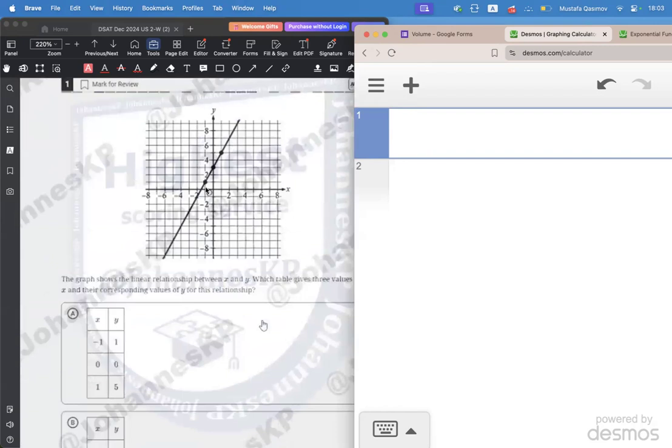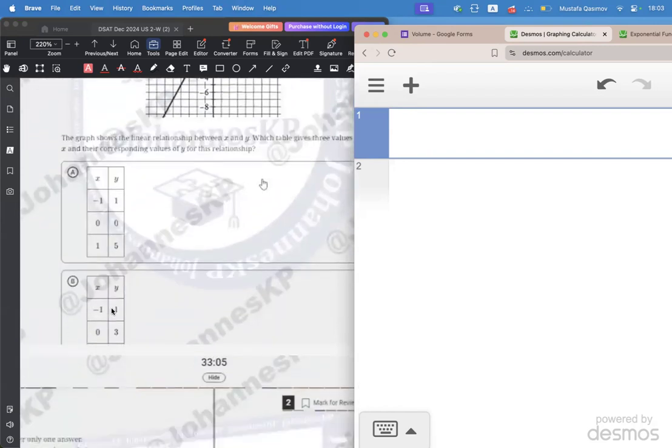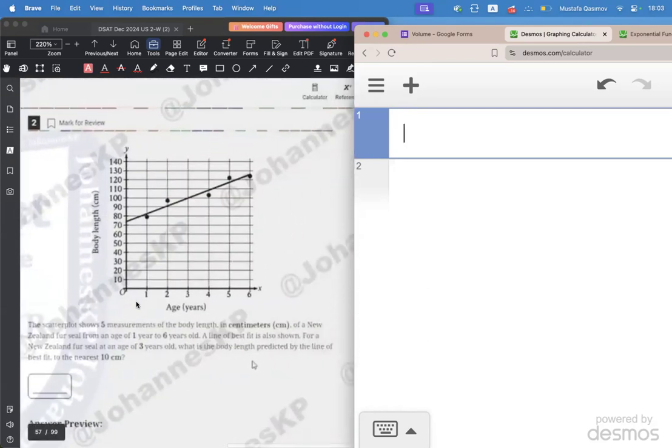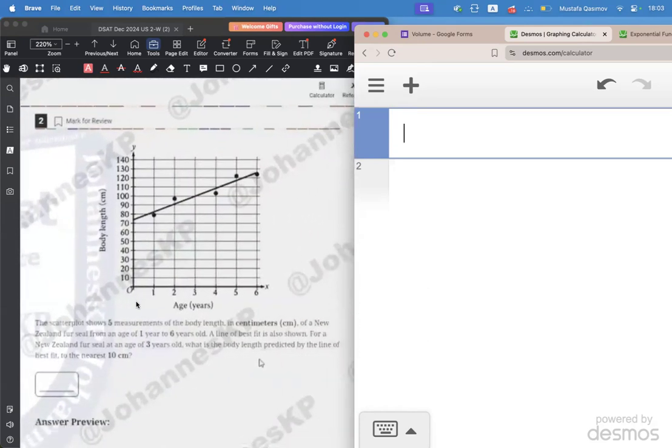-1, -1, 1, 0, 3. Yeah, it can be B also. Probably it is B. If you write an answer different from A, it is correct.